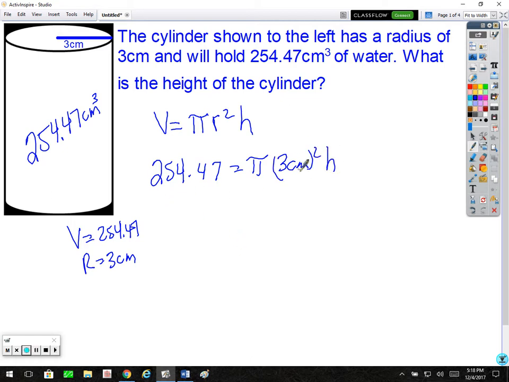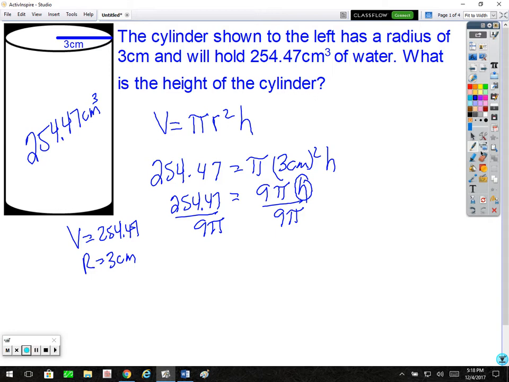Okay, so we can do a little simplifying here. So we can go 254.47 is equal to, now when I multiply 3 times 3, remember that's what 3 squared means. 3 squared is 9 times pi. So we have 9 pi times h. Well, remember, we're solving for h, which means I want to get rid of everything that's not circled. So I'm going to circle that and I'm going to divide by 9 pi.